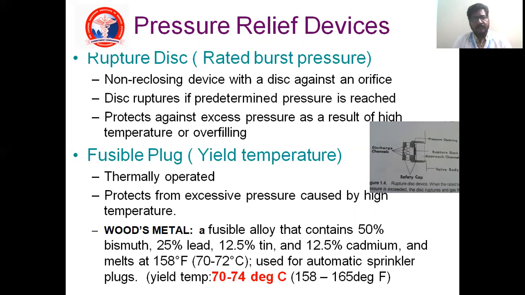Then coming to the fusible plug, it yields according to the temperature. It is thermally protected. It protects from excessive pressure caused by high temperature. It is made up of Wood's metal. What is Wood's metal? It is made of a fusible alloy that contains 50% bismuth, 25% lead, 12.5% tin, and 12.5% cadmium. And it melts at 158 degrees Fahrenheit, and it is used for automatic sprinkler plugs. It yields at a temperature of 70 to 74 degrees centigrade.